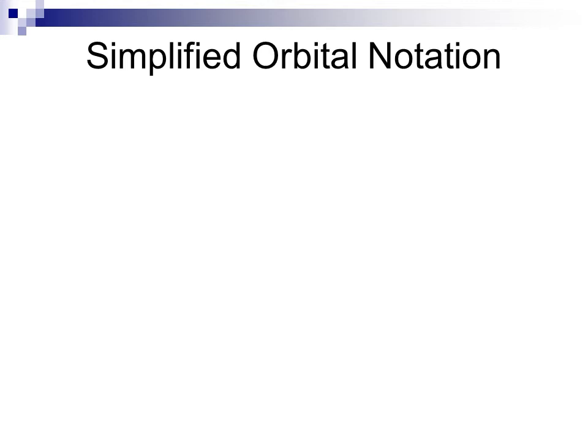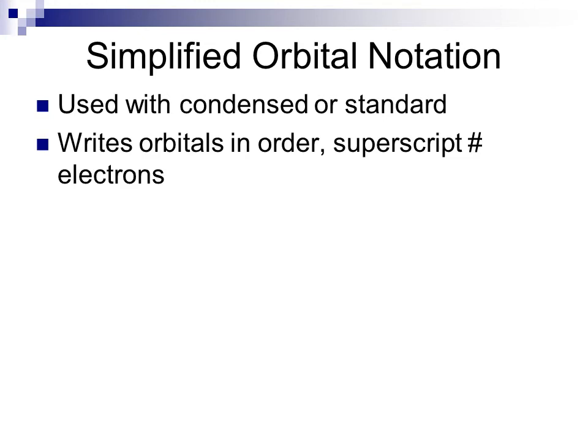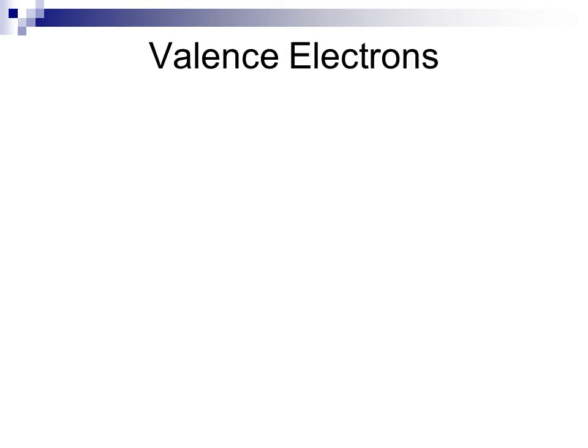Simplified orbital notation takes either a condensed orbital notation or a standard orbital notation and simplifies it down by eliminating the use of the arrows. We can write the orbitals in the same order, and we use a superscript numerically to represent the number of electrons in each orbital. So for the previous example that we were looking at that had the 1s, the 2s, and the 2p, there were 2 electrons in each of the s orbitals and 6 in the p orbital. So we would represent that configuration as a 1s with 2 electrons, a 2s with 2 electrons, and a 2p with 6 electrons. So you see how it compares to the standard orbital notation that we drew earlier.